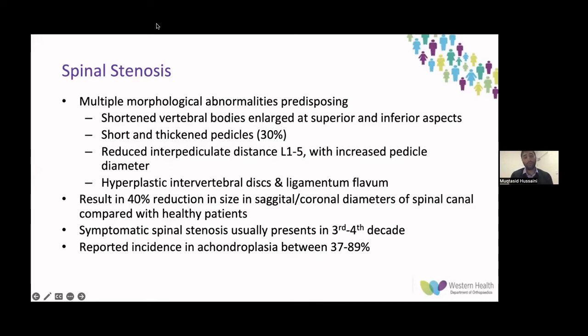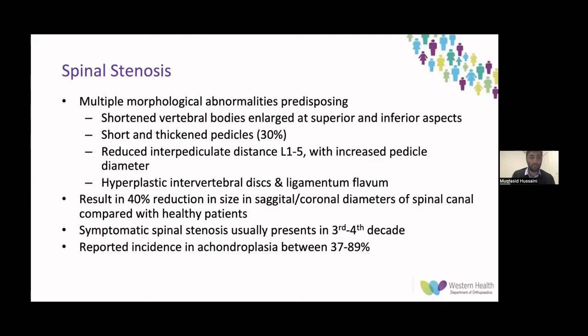These patients also develop spinal stenosis, and there are multiple morphological abnormalities which predispose them to this. So they have shortened vertebral bodies, which are enlarged at the superior and inferior aspects. They have short and thickened pedicles, so they're 30% thicker, the pedicles in children with achondroplasia. They have reduced interpedicular distance between L1 to L5, as we alluded to earlier, increased pedicle diameter. They have hyperplastic intervertebral discs and ligamentum flavum.